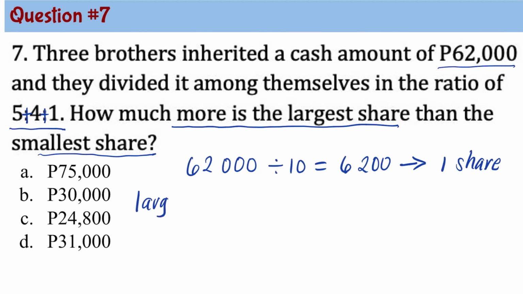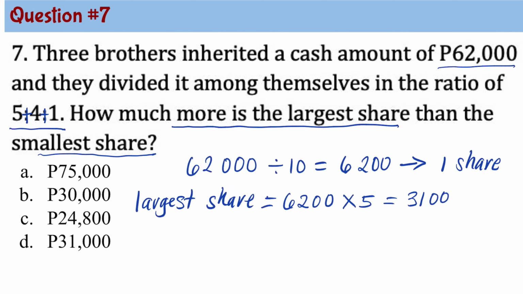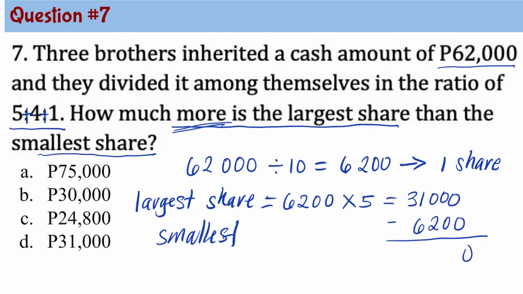Now, the largest share is 5 shares because you have 5 to 4 to 1. This means we need to multiply 6,200 by 5. And that will give us 31,000. And we will subtract the smallest share because it's asking how much more is the largest share, 31,000, than the smallest share, 6,200. So subtracting these two numbers, we have 0.